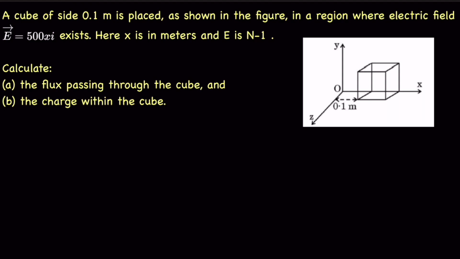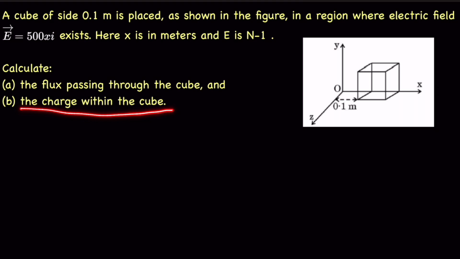In this question, a cube of side 0.1 meter is placed as shown in a figure. This is a cube here. It is placed at a distance of 0.1 meter from the origin, where the electric field is equal to 500x i cap. It means that based on the value of x, the electric field value will change. So it's a non-uniform electric field. It's not constant. Based on this information, we have to find the flux passing through the cube and the charge within the cube.